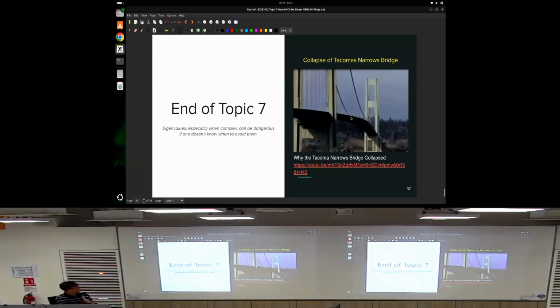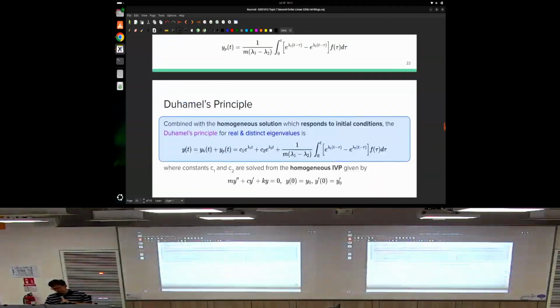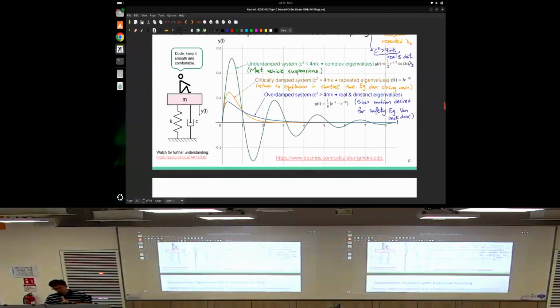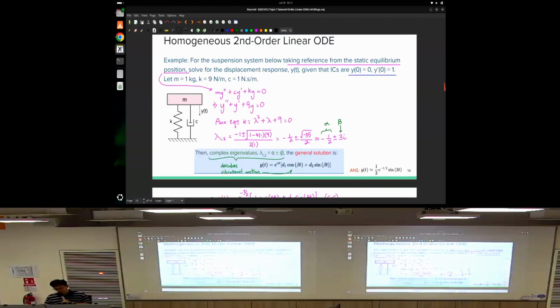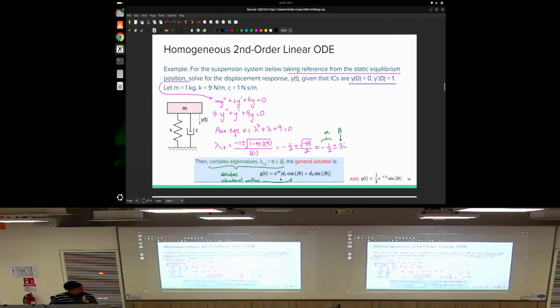Because it's in the eigenvalues where the frequency of vibration manifests itself. Remember the alpha plus i beta? Your i beta, that beta term, is the natural frequency. Where's the beta term? Okay, this one. Can you see? Alpha plus minus i beta. The beta is in the frequency of vibration. This is the displacement function. So beta is representing the angular frequency, which relates to the natural frequency of the structure. Okay, so we are done with topic 7.